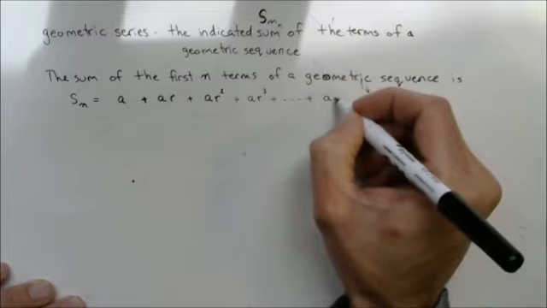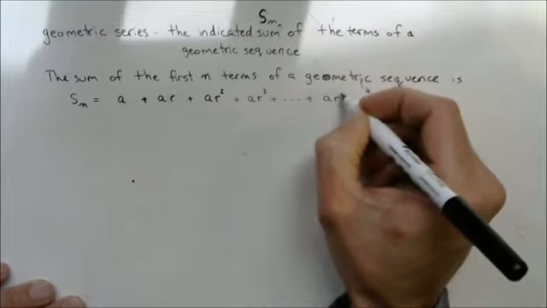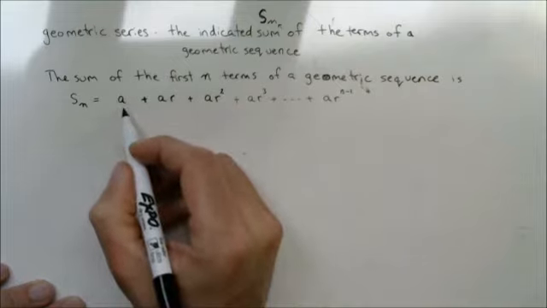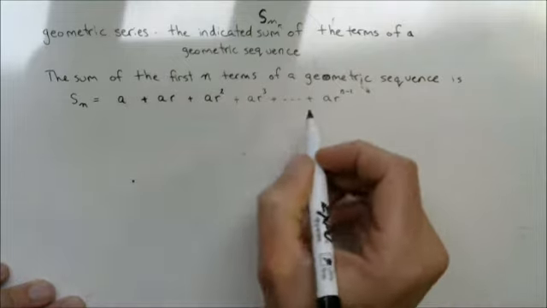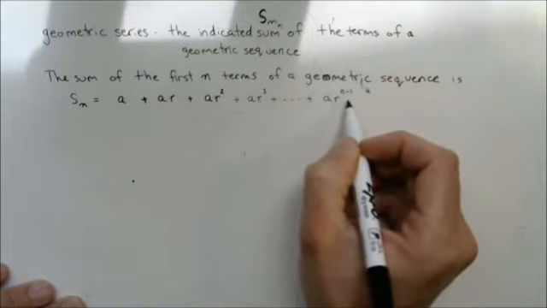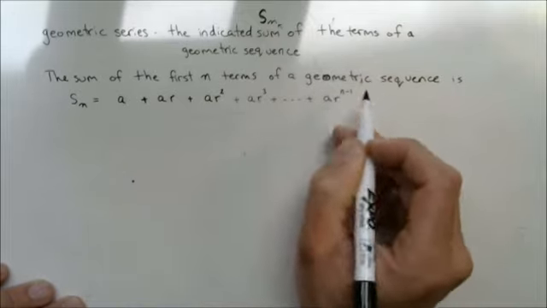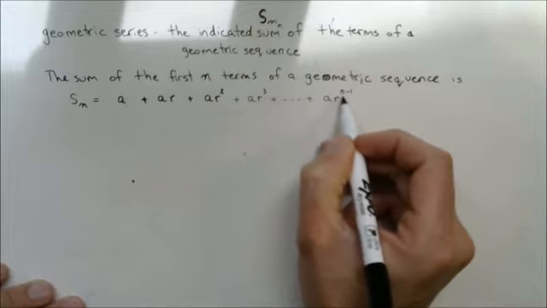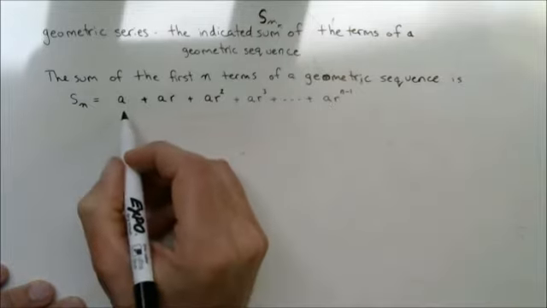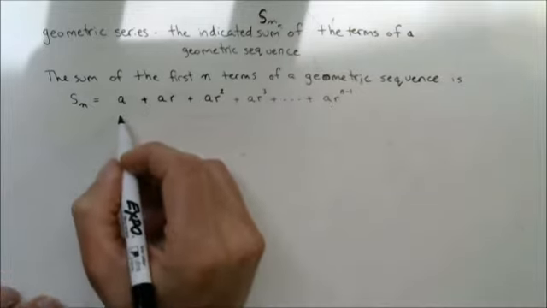And the final term has how many factors of r? Well, the first term does not have any factors of r. So this, and then it counts up 1, 2, 3, 4, 5. So the last term must have 1 less factor of r than the number of terms. So it's to the power of n, which is the number of terms, take away 1. That's how many factors of r the last term has, because the first term doesn't have any. Okay?